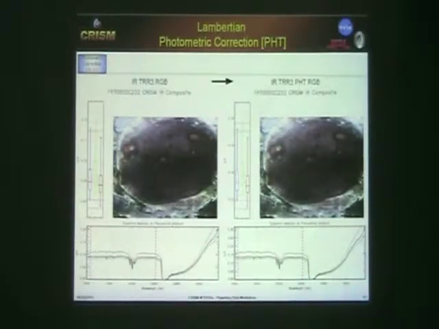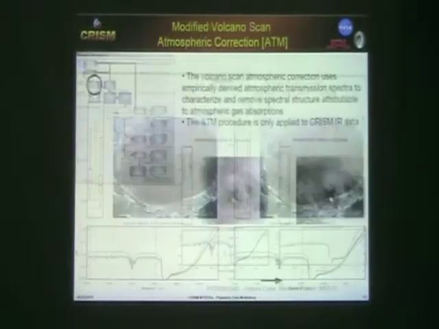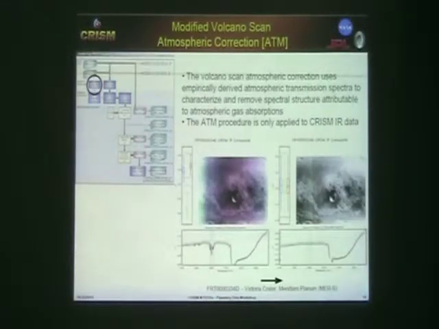So we've got a simple photometric correction. What about the atmosphere? If you're familiar with CRISM data, familiar with the CRISM analysis toolkit, we've come across the CAT. And for as long as I've been around, there's been some version of the volcano scan correction in the CAT. It's come a long way. The most recent releases of the CAT include some significant changes to the underlying methodology of how the atmospheric correction is applied. And it's only applied to IR data.